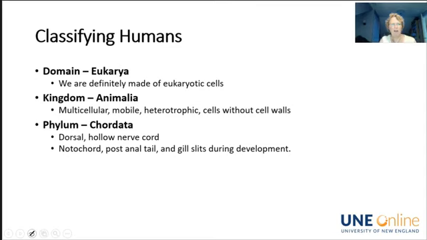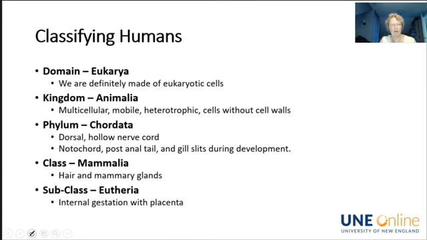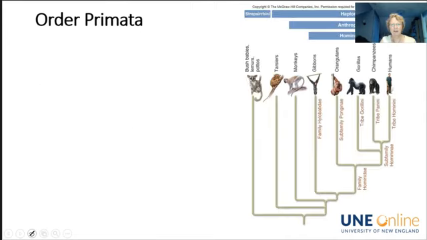We are chordates. We have a dorsal hollow nerve cord and also a notochord, postanal tail, and gill slits during development. We are mammals. We have hair and mammary glands. And we are eutherians, characterized by internal gestation with a placenta. Primates are one of the orders of the mammals.